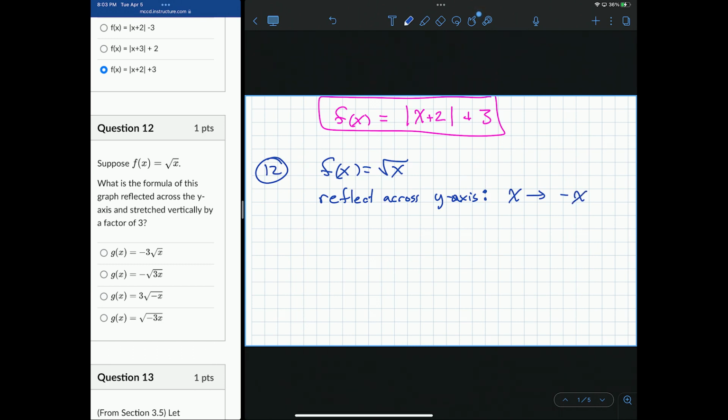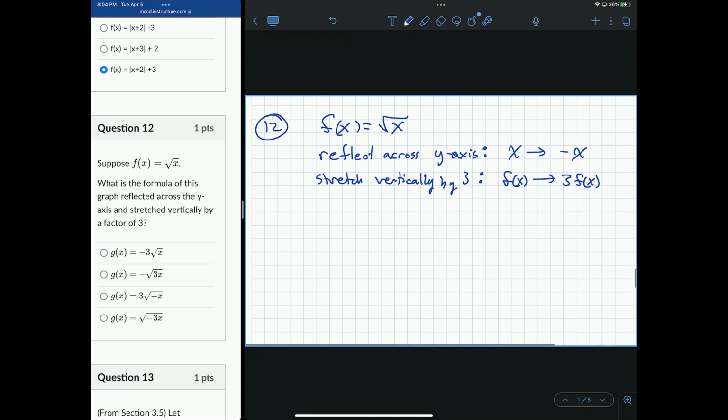And then it says stretch vertically by a factor of 3. And in order to do that, instead of f of x, the way you stretch it vertically, it should be 3f of x. So those are the two operations, and we need to apply them both to this f of x equals square root x. If we're starting with f of x, we're going to call it g of x after we're done.